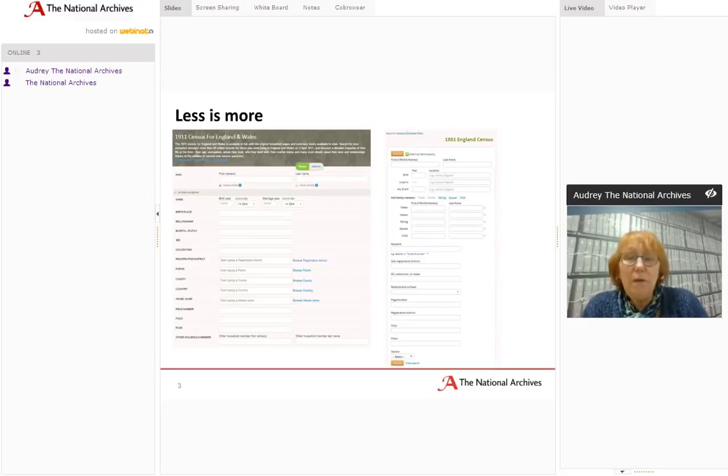The first thing to remember is less is more. When you're searching online, which is how most of us look at the census these days, you'll see very inviting looking boxes to fill in lots of details. And you should resist the temptation to fill in all of these boxes, or even half of them. We're looking here at the main search boxes on Find My Past and on Ancestry. Those are our two partner sites for the census records. You will find the census on other sites as well, but the same kind of rules apply.